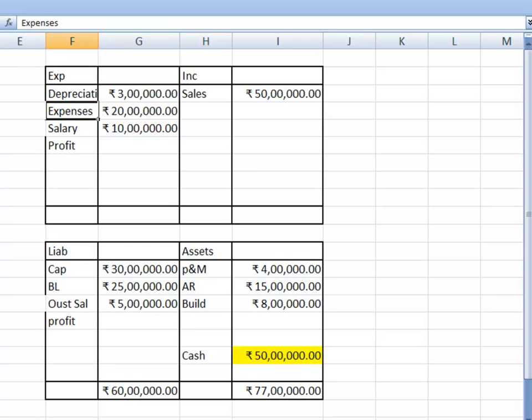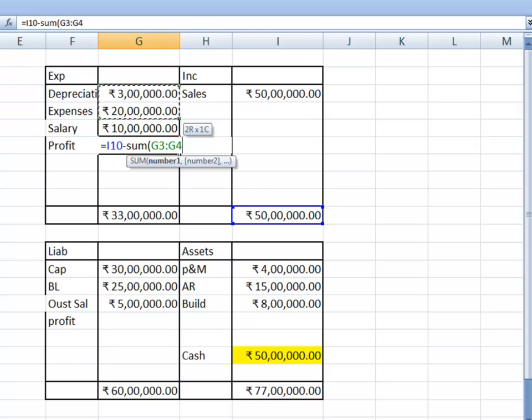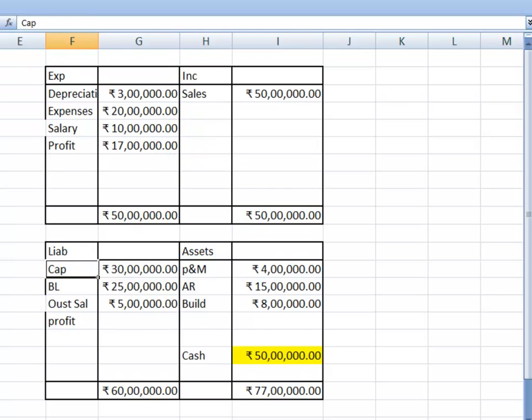Now we'll calculate our profits. So now your profits are 17. Let's transfer these profits here. So that balance sheet total is 77 and 77. Please ask if you have any doubts, any questions. Deepak, back there, Sheetal. Is this clear?